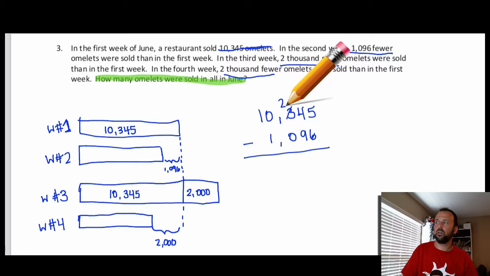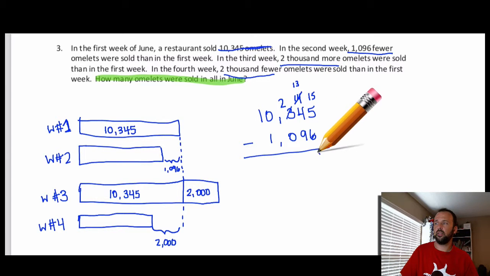I'm going to borrow or unbundle one of those hundreds. So I'm going to have 2 hundreds left. I'm going to unbundle one of those hundreds into 10 tens. So this would be 14 now. And then I'm going to borrow one of those tens from there to make it 13. And now this guy will be 15, okay? So now we can go ahead and subtract, and this would be 9. 13 minus 9 would give me 4. 2 minus 0 would give me 2.